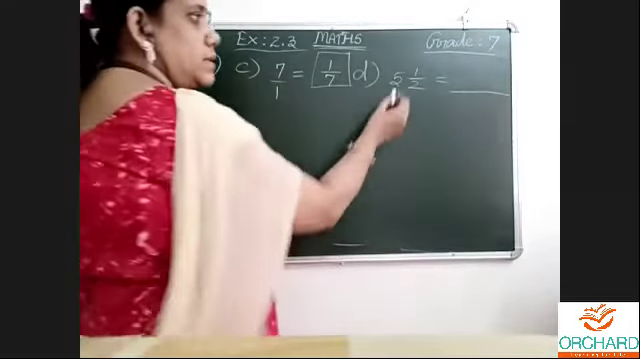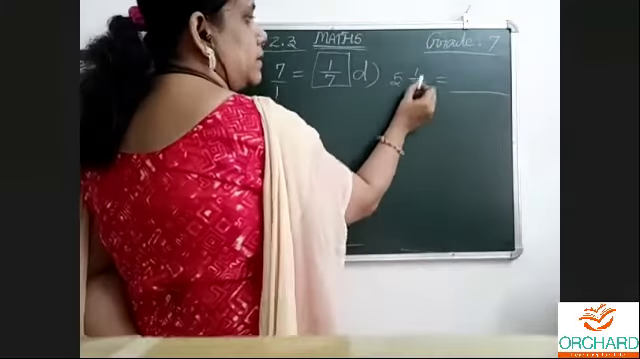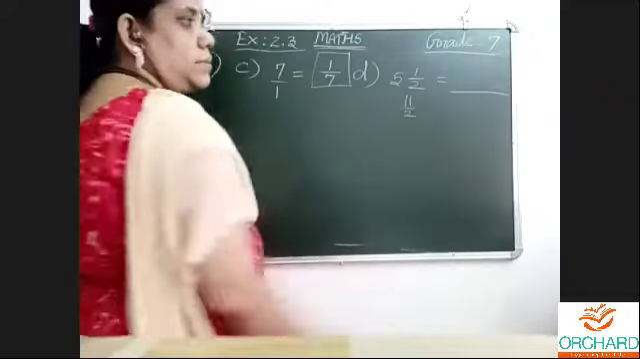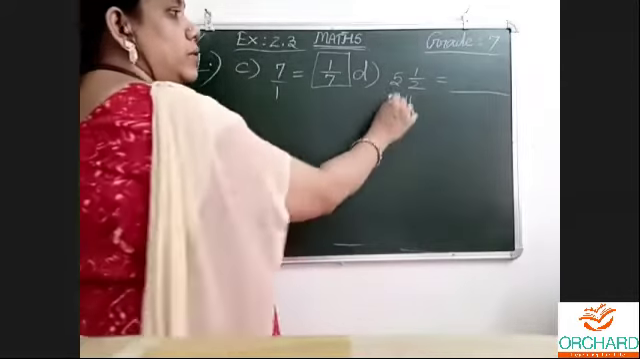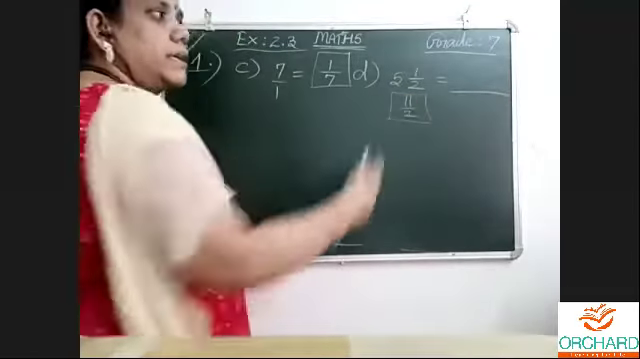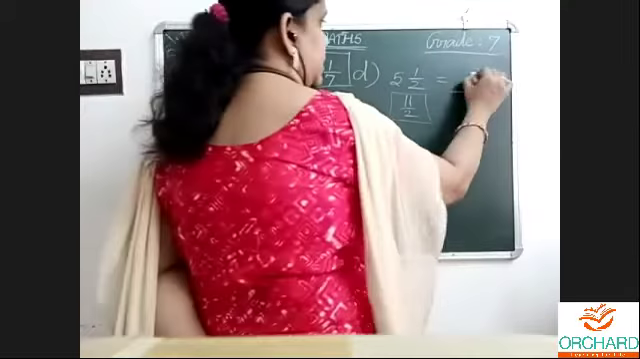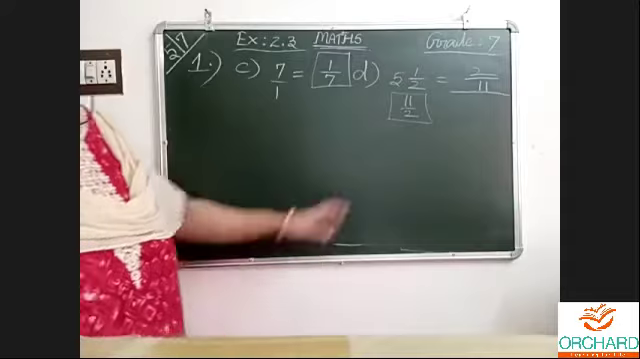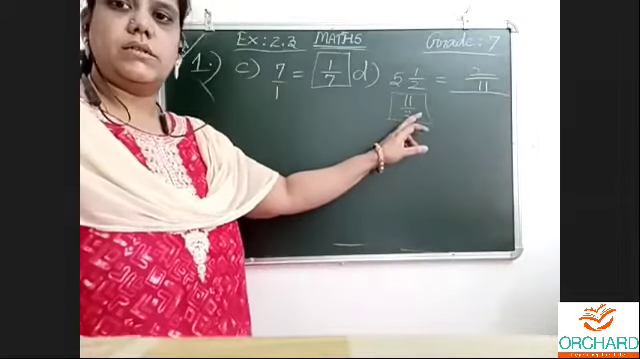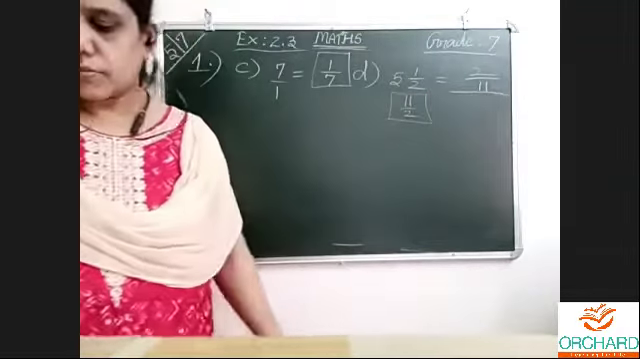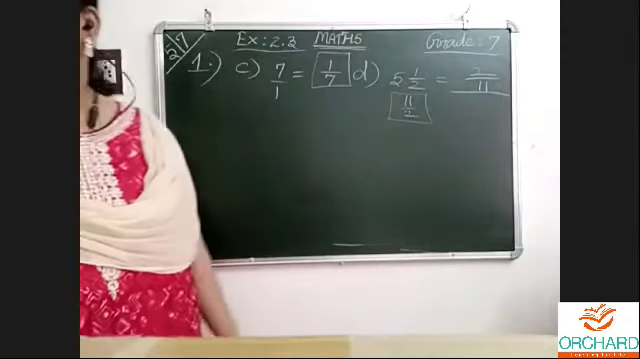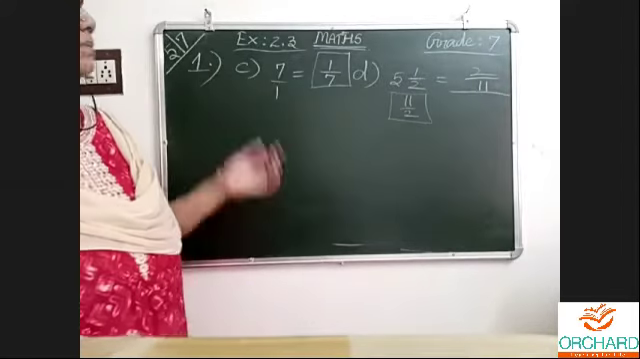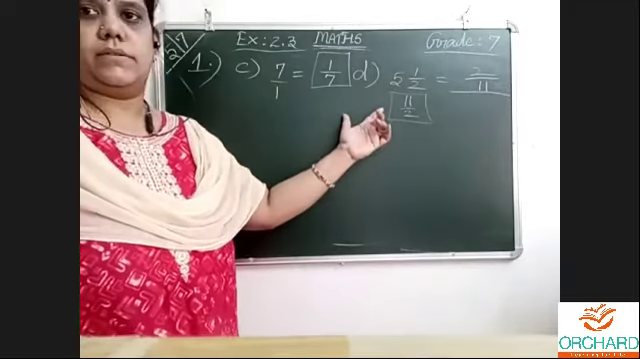First we need to change the mixed fraction. 5 twos are 10, 10 plus 1, 11. What is this? It is nothing but 11 by 2. Now, for 11 by 2, what is the reciprocal? 2 by 11. Yes, it's all very, very easy. So we just need to change the mixed fraction and then reverse it. Multiplicative inverse, or we say reciprocal. This is question number 1, C and D.